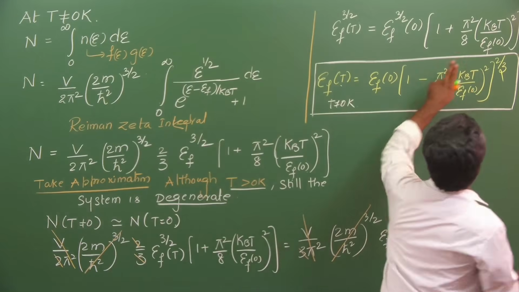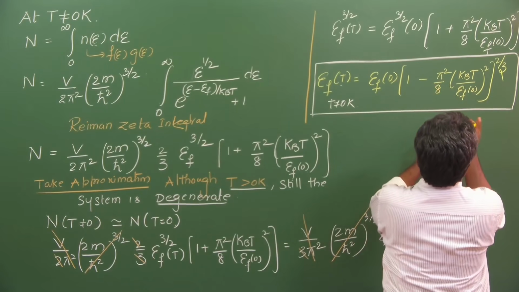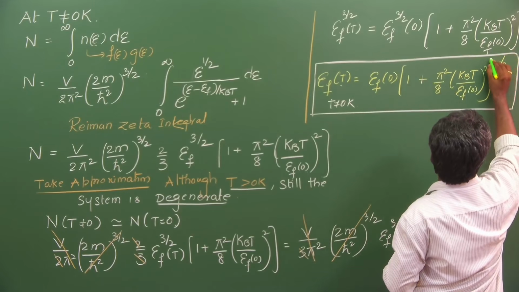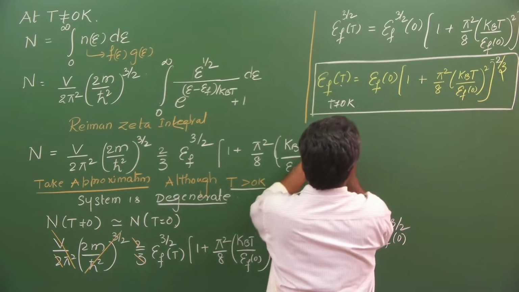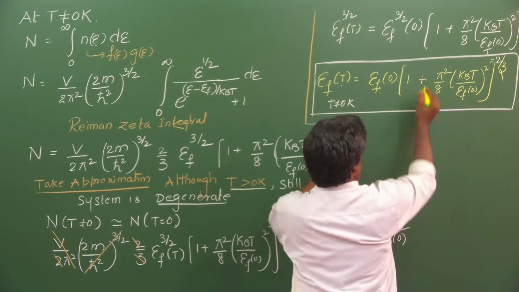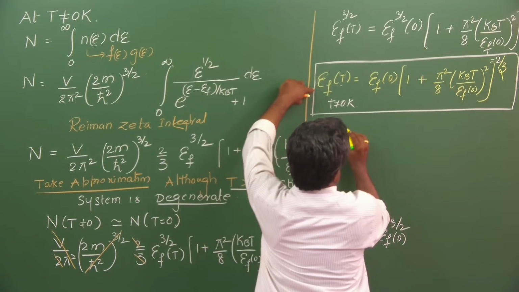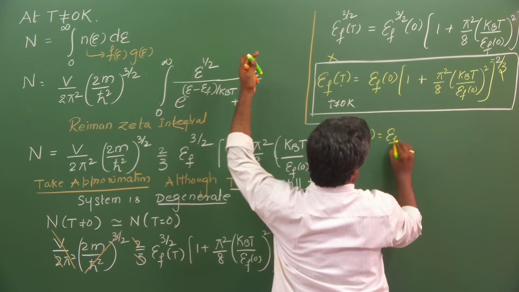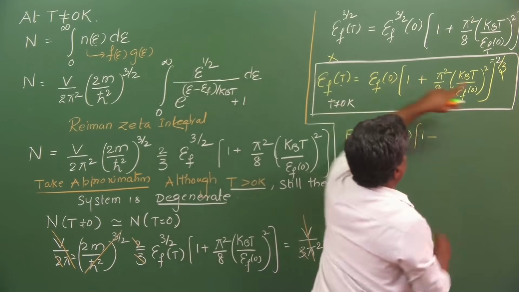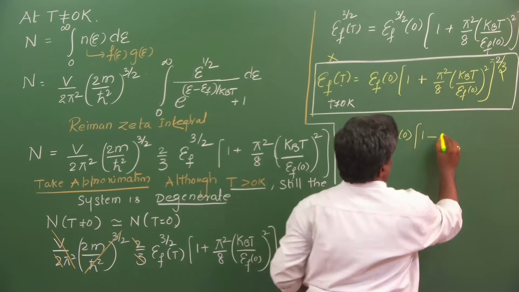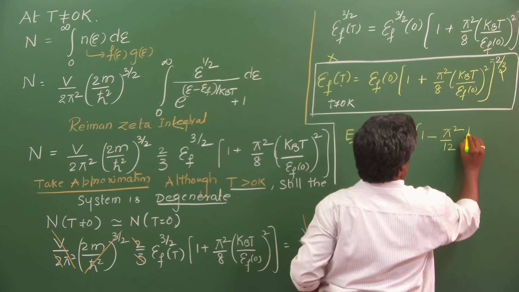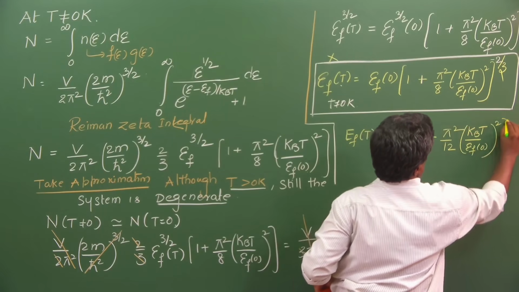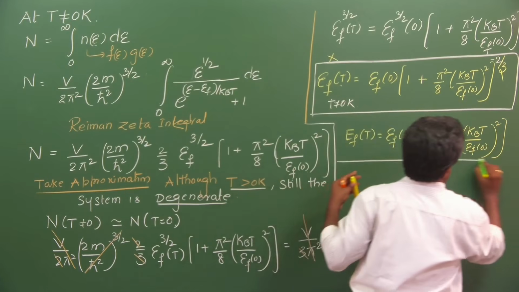They have taken the final binomial expansion. No problem, don't get tension. Now finally, again the binomial approximation, minus 2 by 3. This is not the final. EF of T equal to EF of 0 into 1 minus 2 by 3 times pi square by 8, that is pi square by 12, kBT by EF of 0 whole square. This is the final formula.